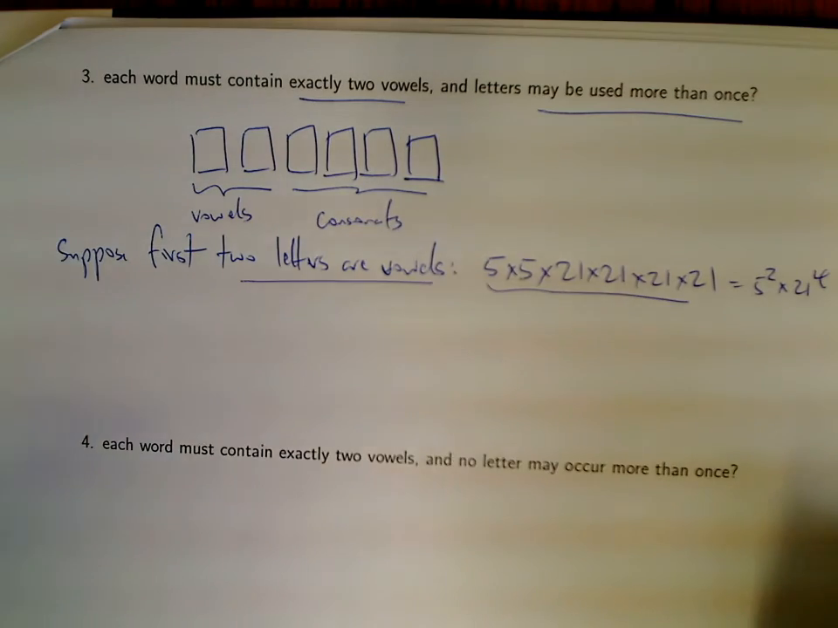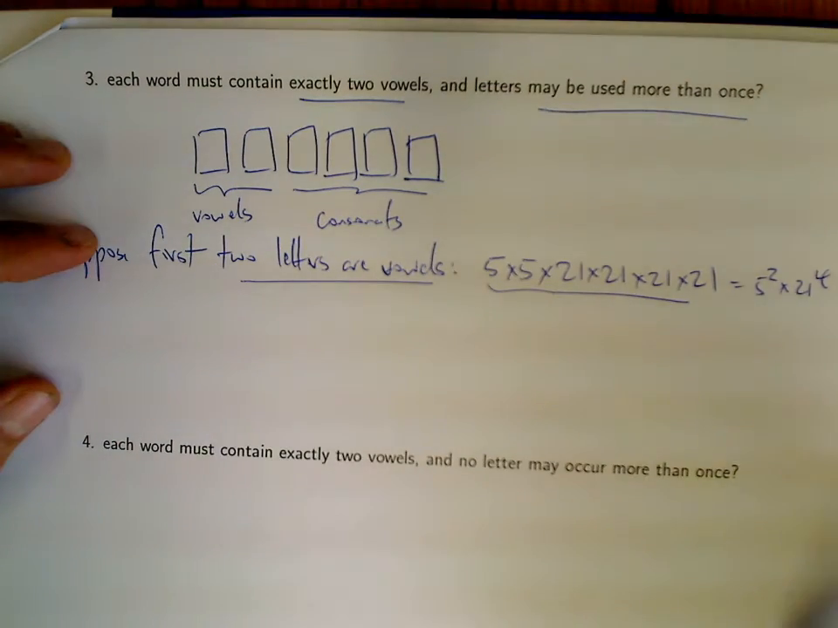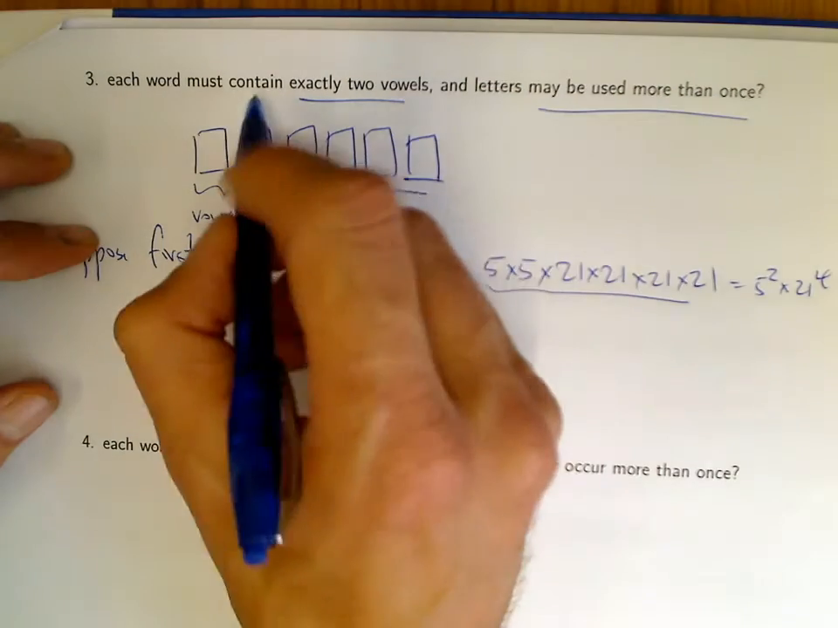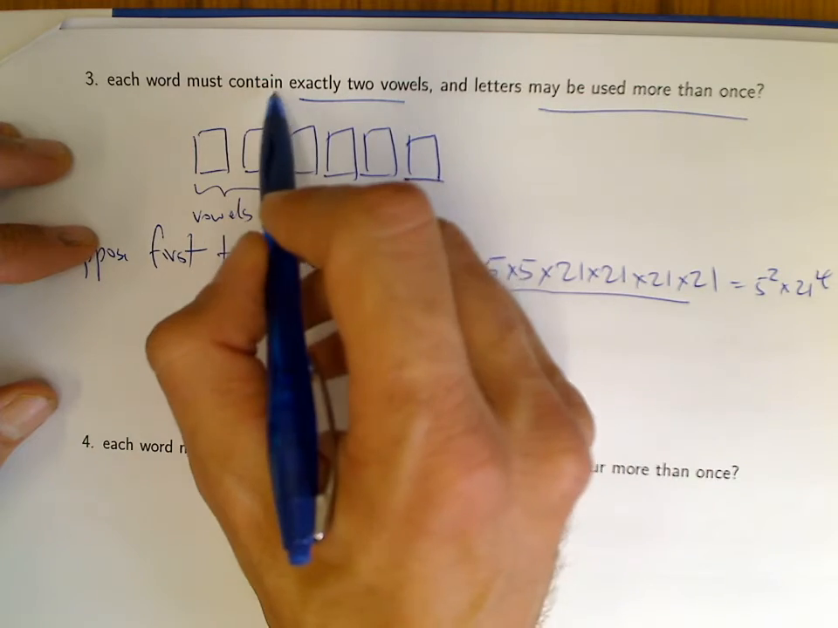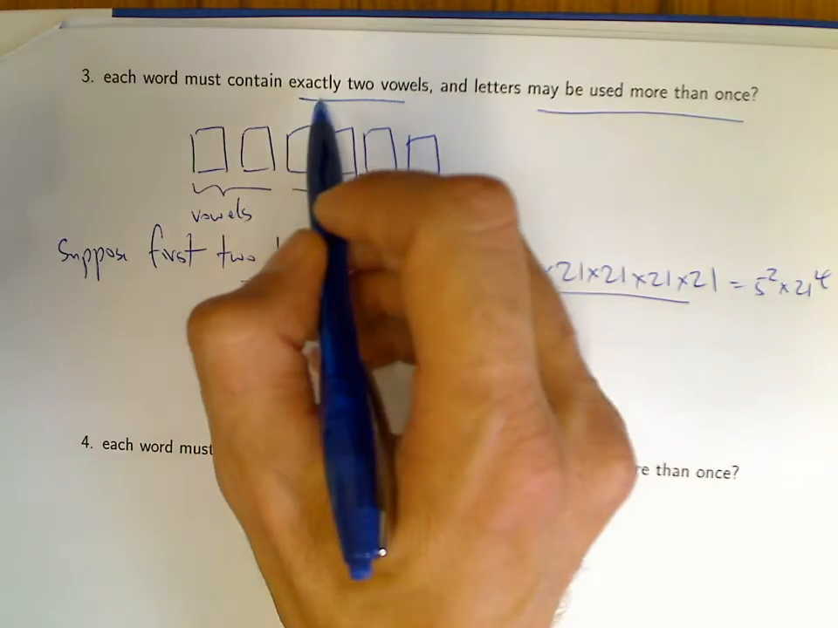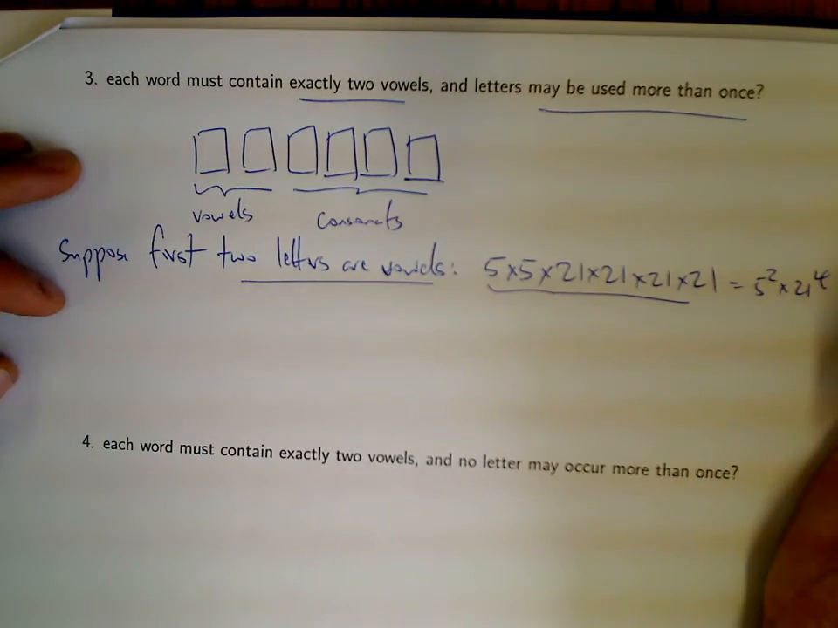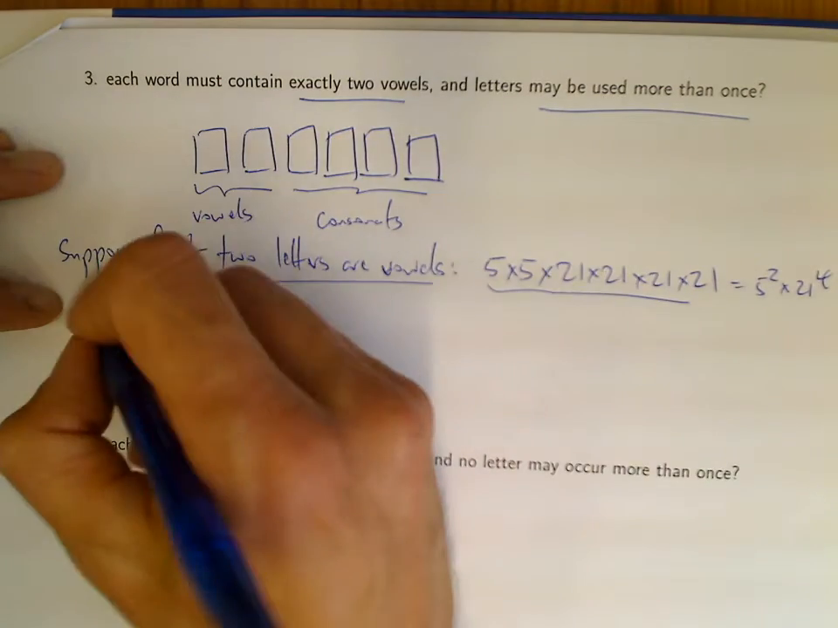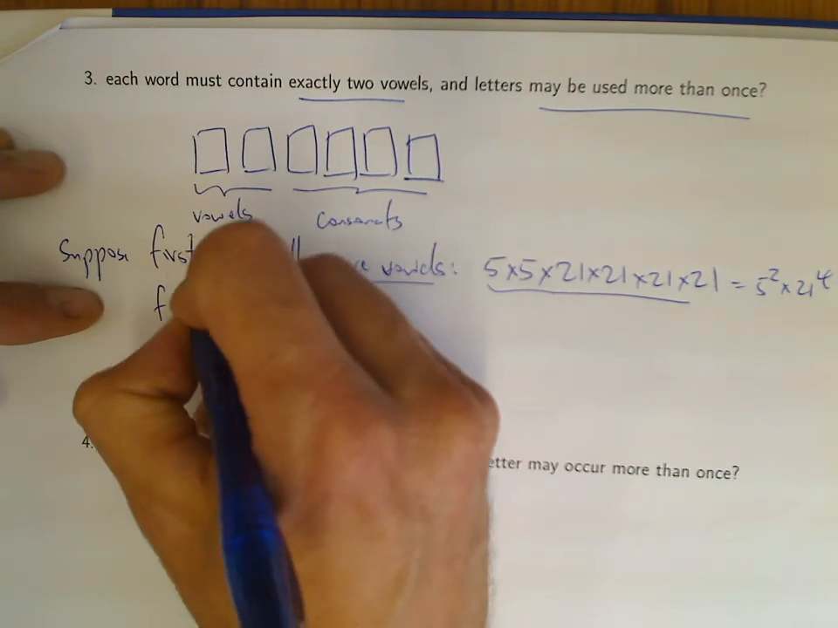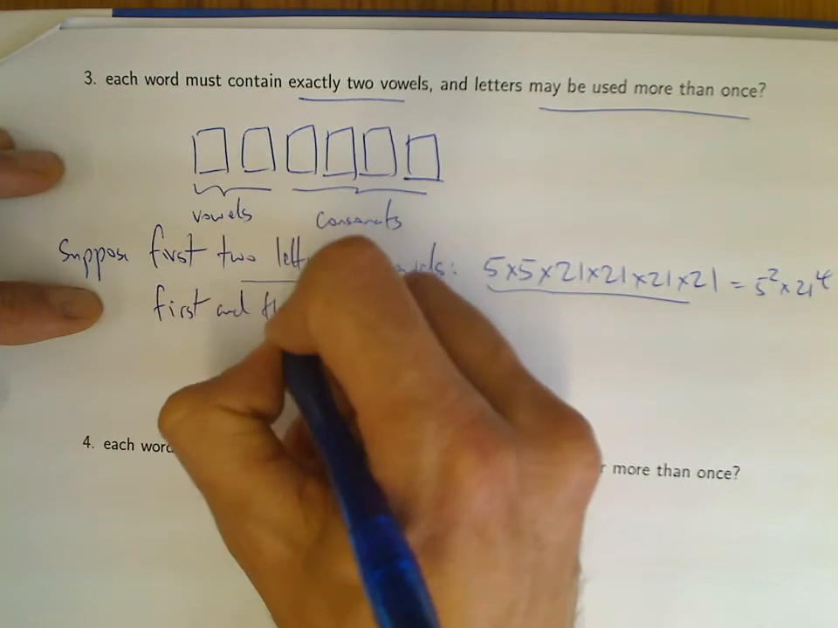Okay, so that's the number of words in which the first 2 are vowels. But the question doesn't say that the first 2 are vowels, it just says that exactly 2 of them are vowels. So maybe we might have the first and third.